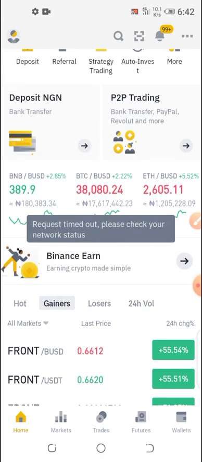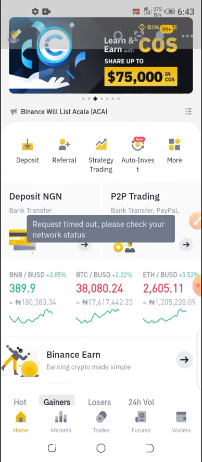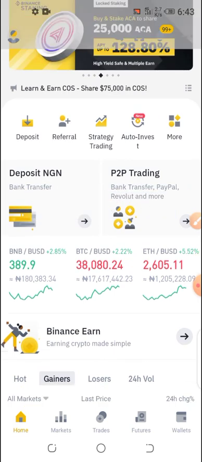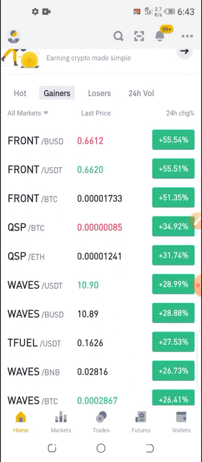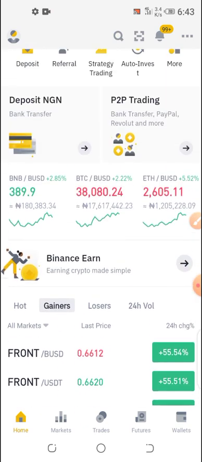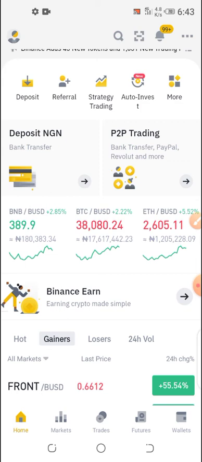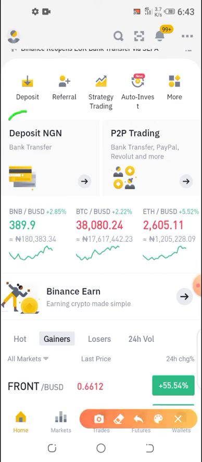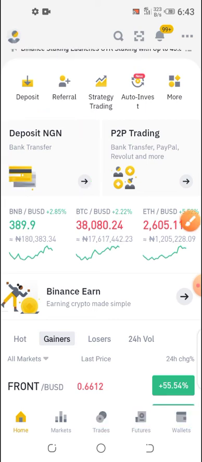This became necessary when the Nigerian government clamped down on banks aiding crypto transactions. So P2P has become the option. But perhaps when that is lifted, you'll be able to buy directly using this option here, deposit NGN. But for now, that is not activated.